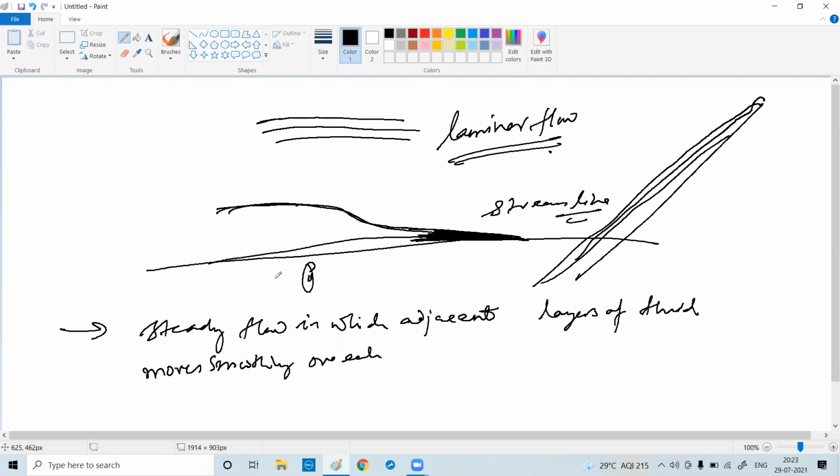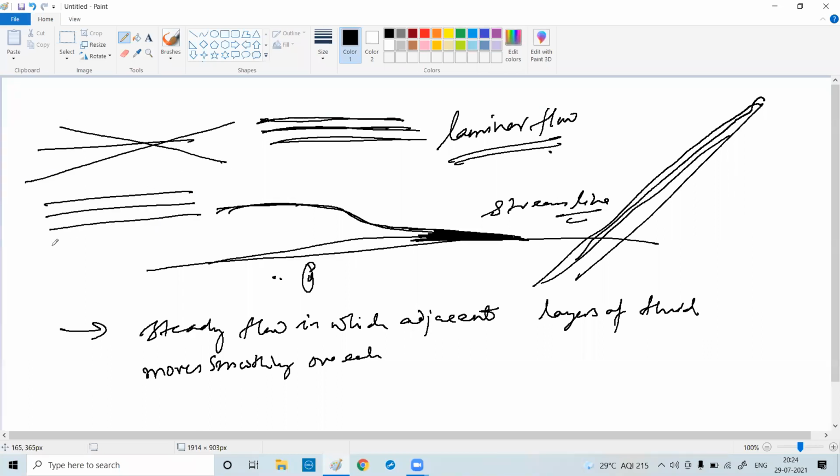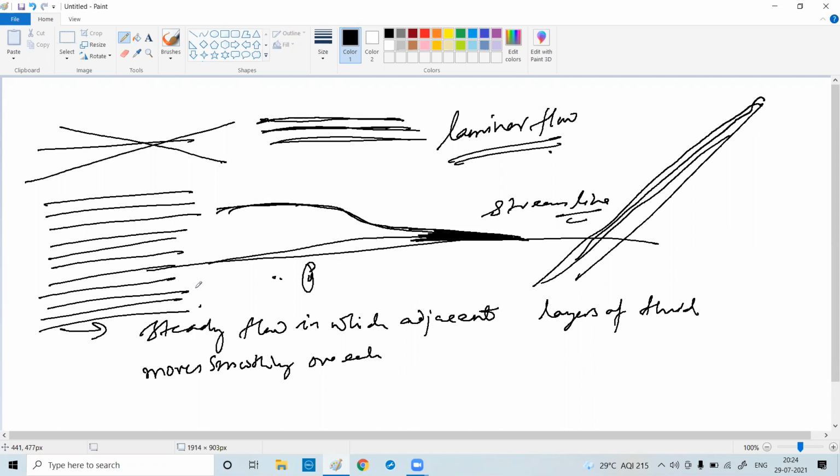Streamlined flow is a type of steady flow only. Obviously, the pressure and the velocity will be constant. Understood? Yes, sir. And the flow lines will always be parallel to each other. They will never intersect. You cannot have them like this. The flow lines will always be parallel, so they will never ever intersect each other. Is it clear? Yes, sir. So flow lines are clear for streamlined flow.